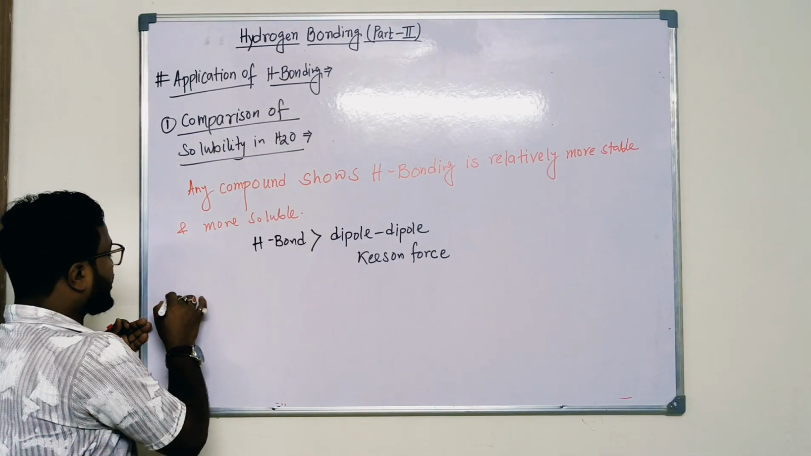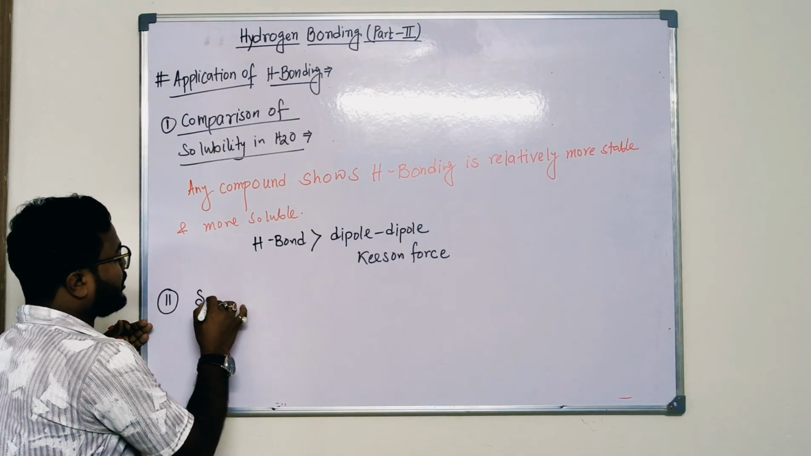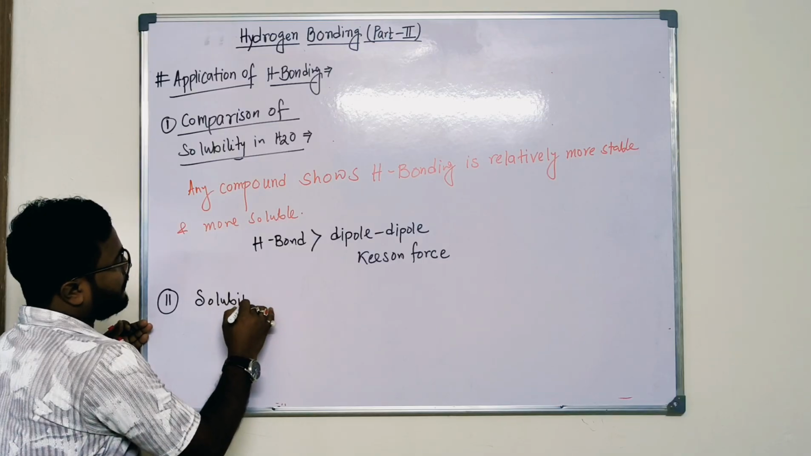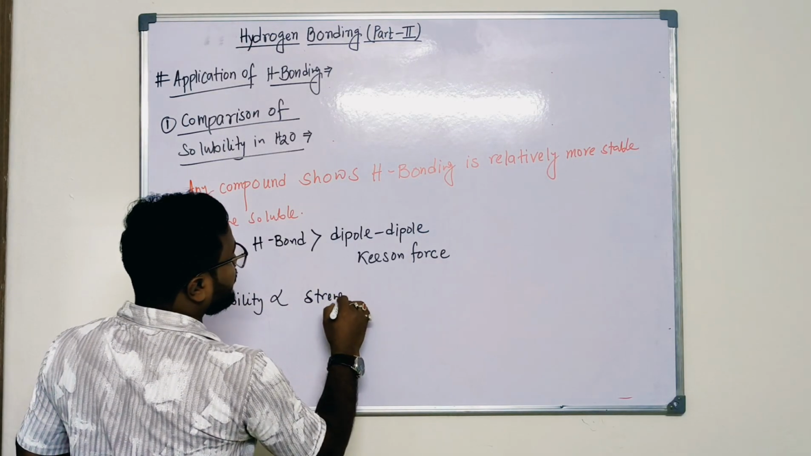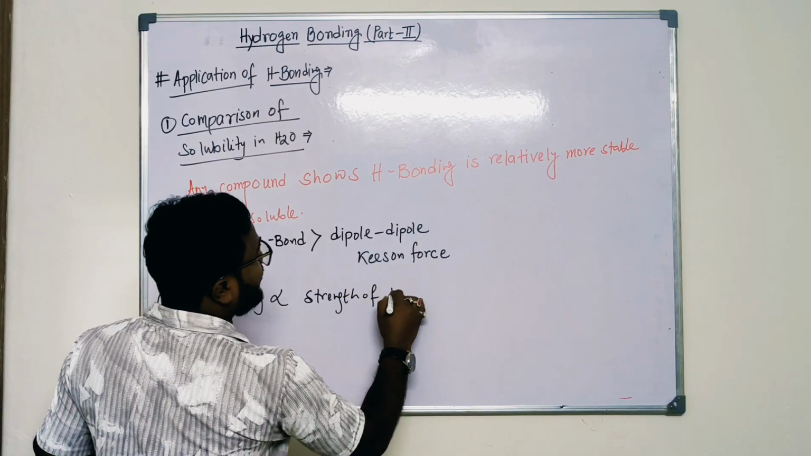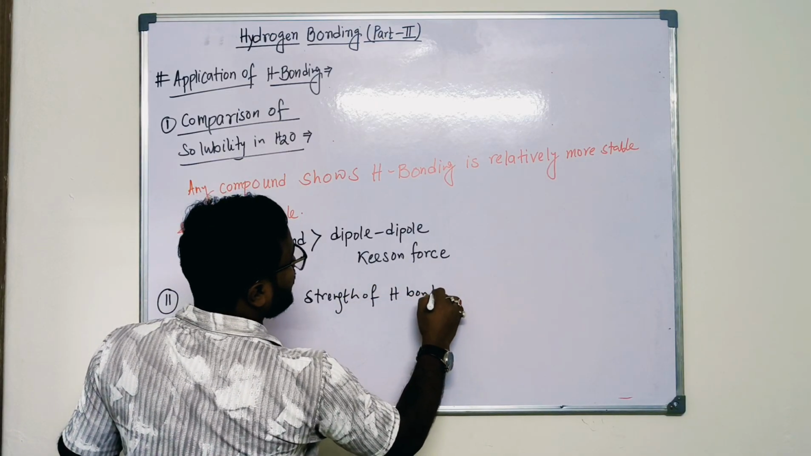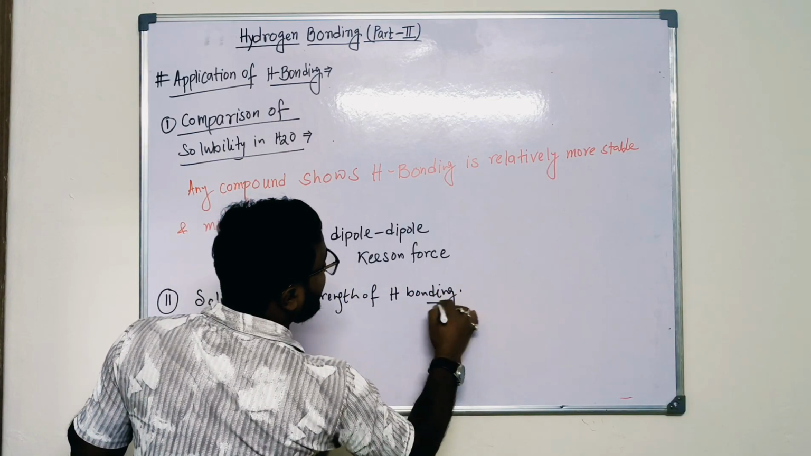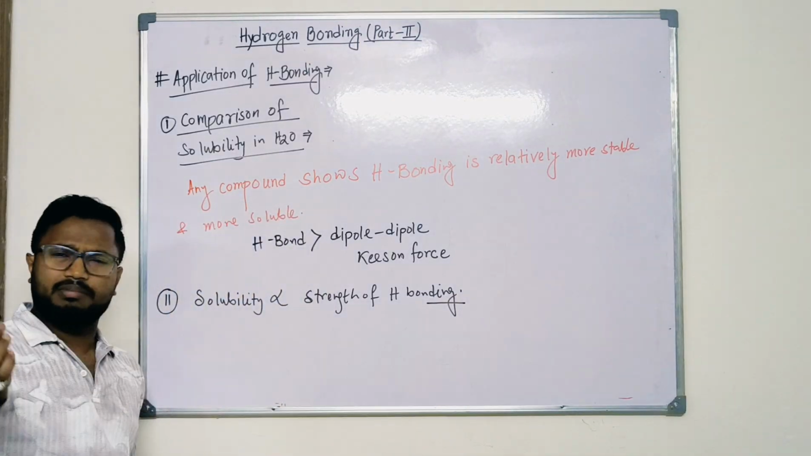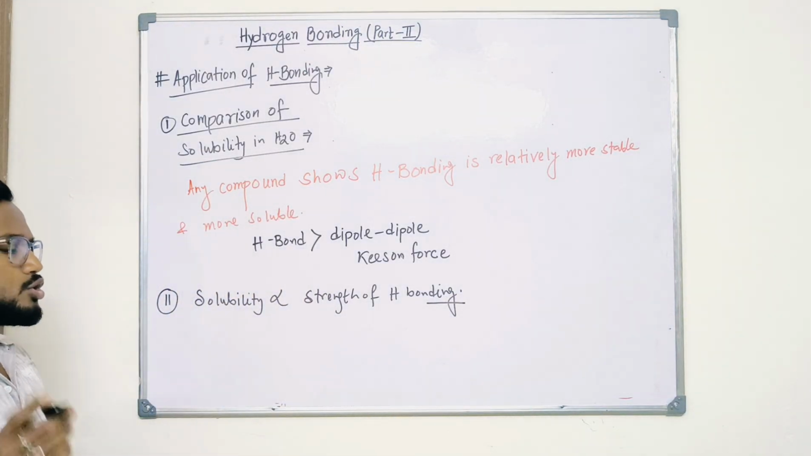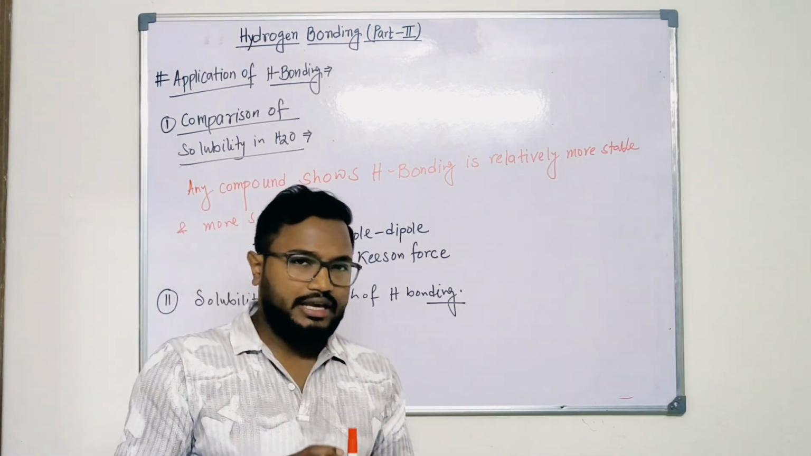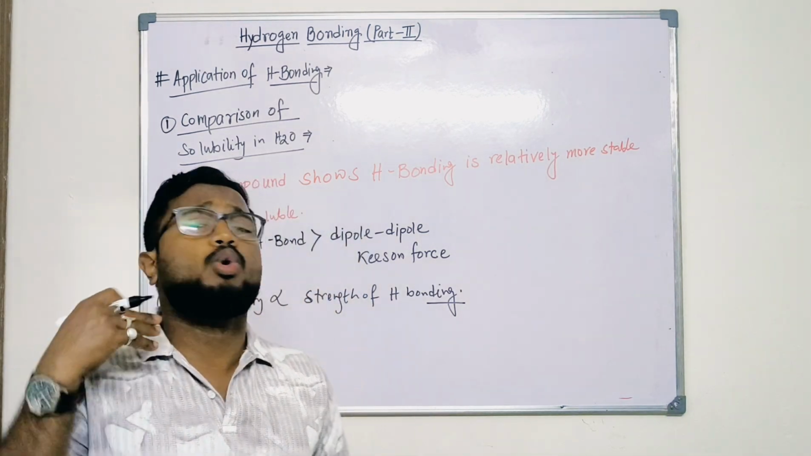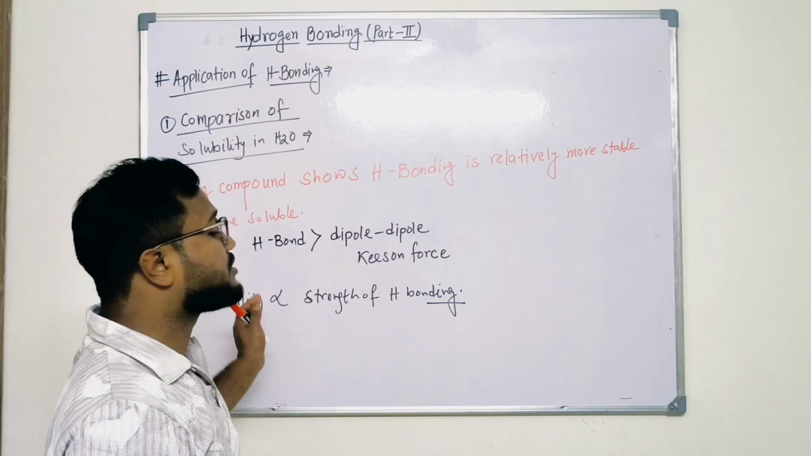The second case we are taking is that solubility depends on the strength of hydrogen bonding. What do you mean by strength of hydrogen bonding? It basically means that if you have taken two molecules, the one with more capacity for hydrogen bonding has better strength.